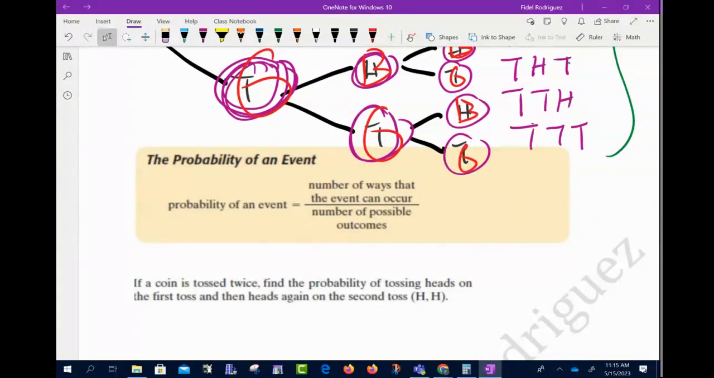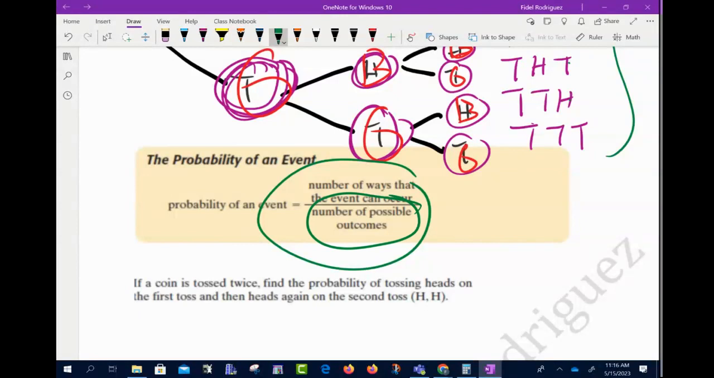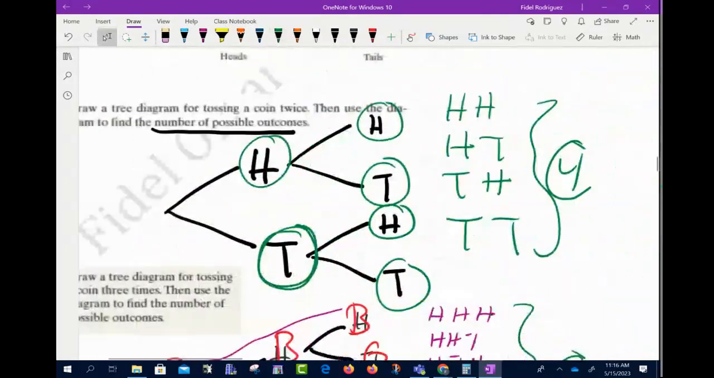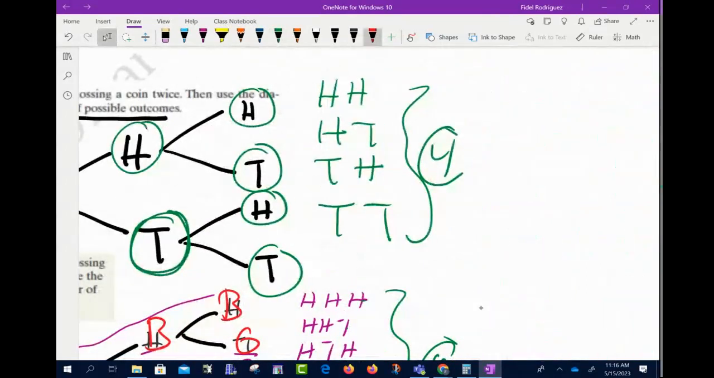Okay. So look, y'all, probability of an event says the number of ways that event can occur divided by the total possible number of outcomes. Okay, so look at the first one that I have down here. It says if a coin is tossed twice, find the probability of tossing a heads on the first toss and then again on the second toss. I'm going to come back to the first problem that we just did. I want to look for the total number of outcomes. When we tossed a coin, how many times? Twice.